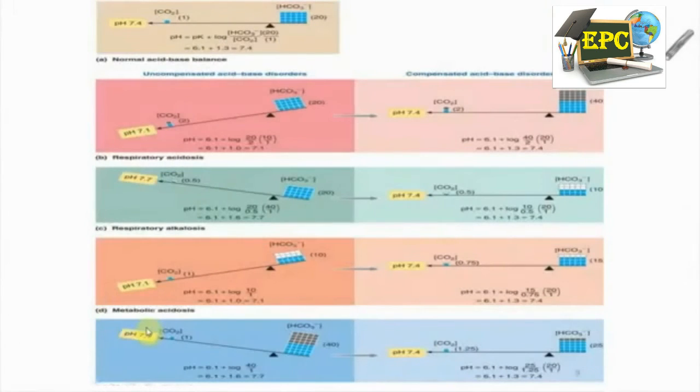Here's an easy way, or some diagrams, to show what's going on. So over here is the normal. Let's say we have CO2 and bicarbonate. Now let's just take a couple of examples.